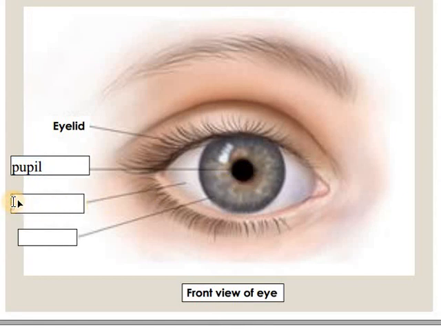Next is this. Sorry, this is the sclera, the white color one. And then this one is the iris.